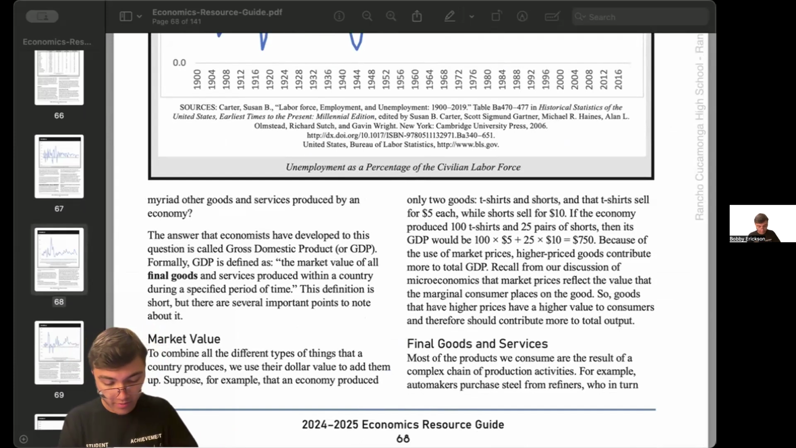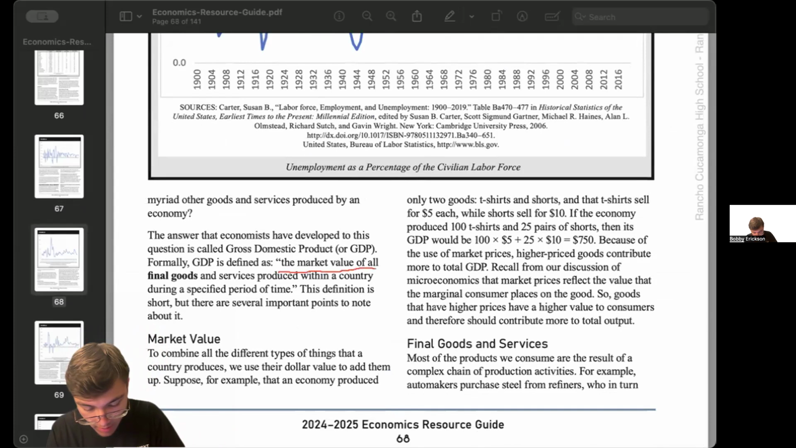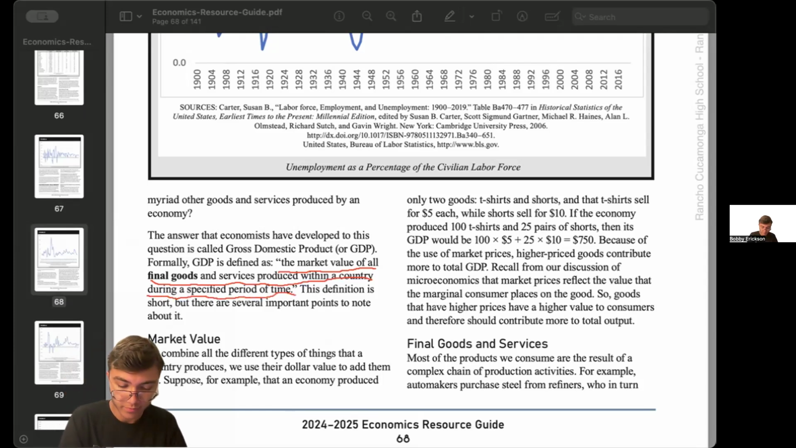The formal definition, which is very important for GDP, is the market value of all final goods and services produced within a country during a specified period of time. So we can see here that during a specified amount of time, we have a market value of all the final goods and services produced within a country. We're going to go through the different parts of this definition and explain what it all means. Let's start with what the market value is. How do we find the market value of even an individual item? Well, we take all of the dollar values of all of those goods and we add them up.